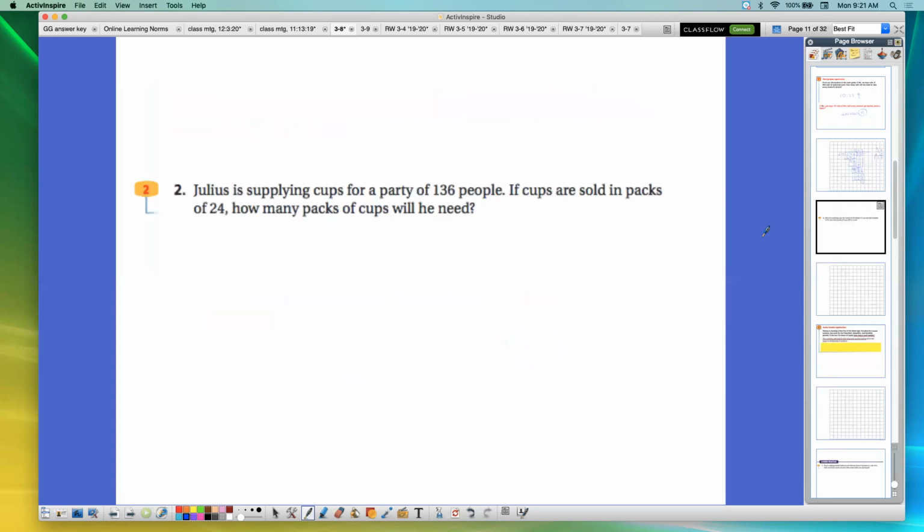All right. This one says, Julius is supplying cups for a party of 136 people. If cups are sold in packs of 24, how many packs of cups will he need?